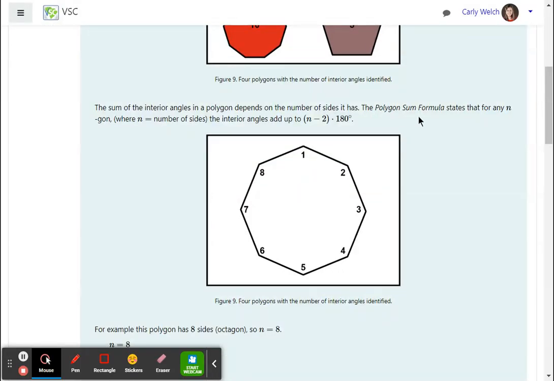So we have this formula here. The polygon sum formula states that for any number n, n being the number of sides, the interior angles add up to (n minus 2) times 180. This is a formula that you're going to want to write down.